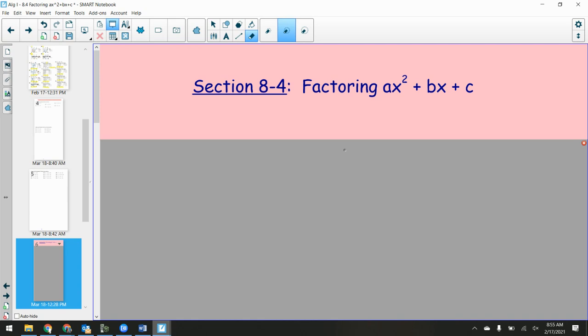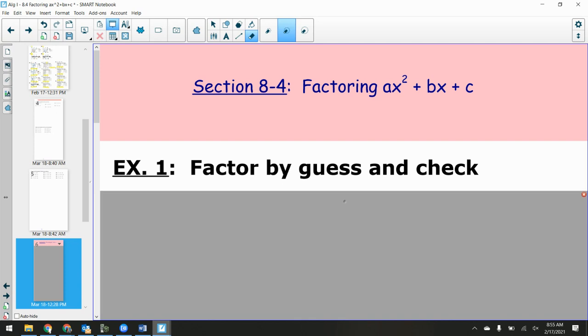All right. Okay. So do you guys see how it says factor by guess and check? What are my thoughts on guess and check? I don't like it. No me gusta. No bueno. Nicht gut. I don't like guess and check. So what we're going to do is I'm going to teach you a method that will work every single time.